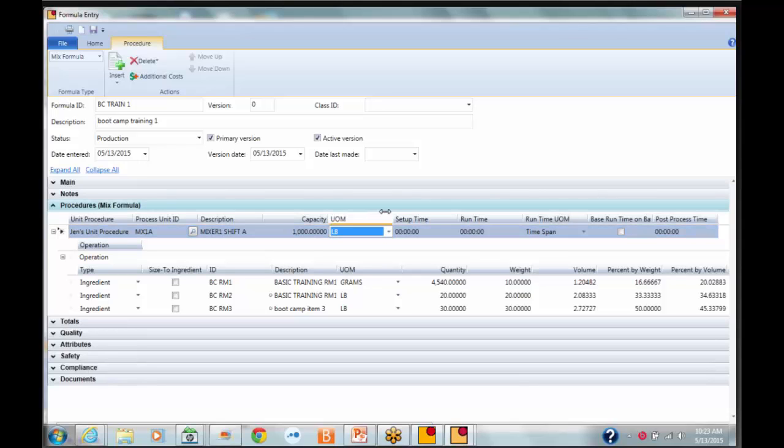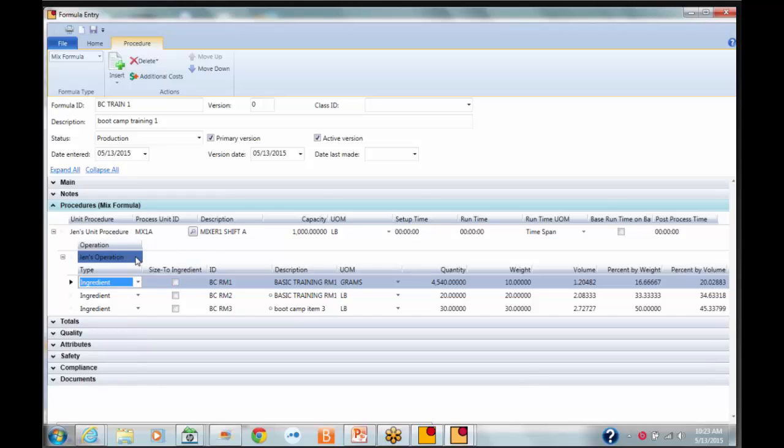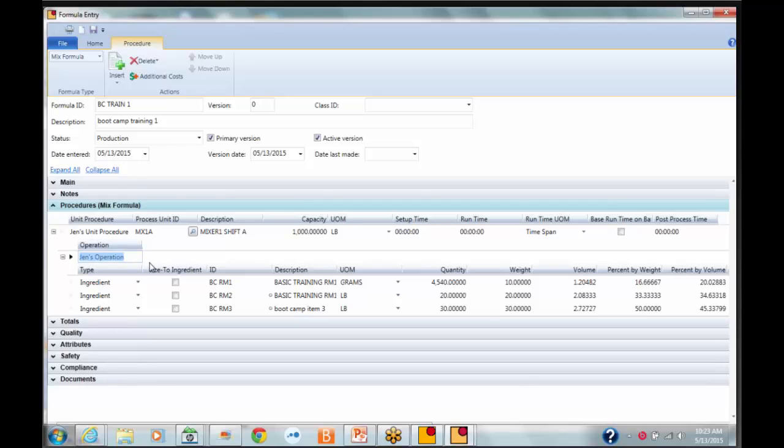The operation level, once again, you can also name that. Know that QC tests are assigned at the operation level. So if I do certain QC tests at one point in time and other QC tests at a different point in time, I might create 2 separate operations for that.